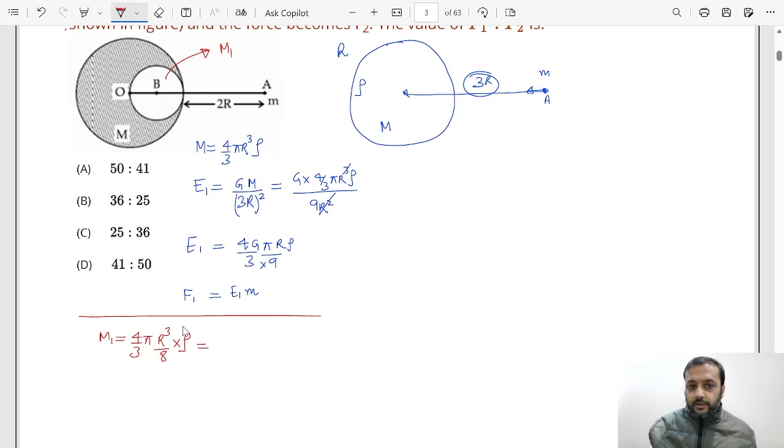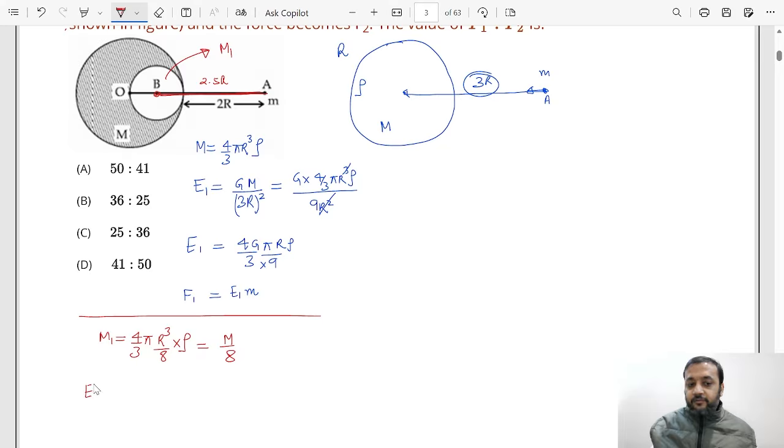If you look carefully, this whole thing was nothing but M only. That means this becomes M by 8. And what is the field of the sphere removed at the point A? The center of this sphere is at point B, so this distance will be how much? 2.5 r. Yes or no? Because this is 2r and this is r by 2, so 2.5 r, correct?